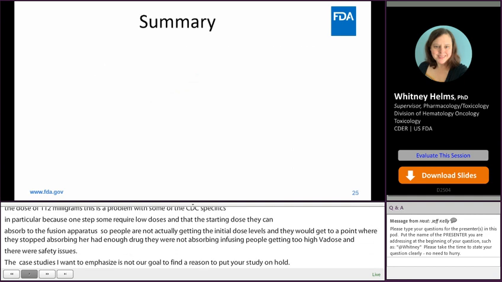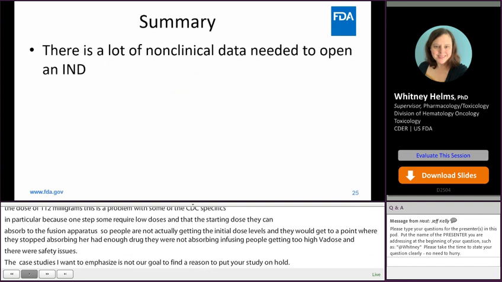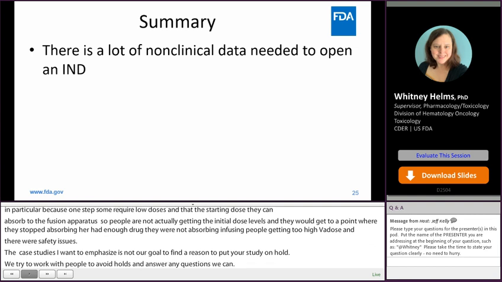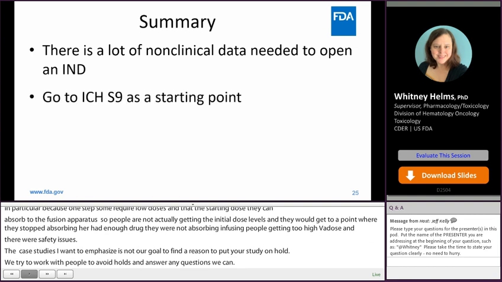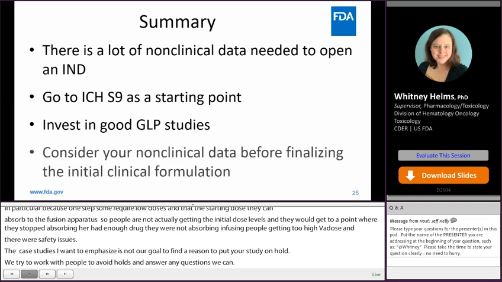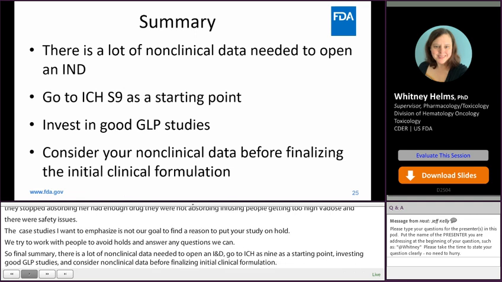So, final summary to remember is that there is a lot of non-clinical data needed to open an IND. You should go to S9 as your starting point, invest in good GLP studies, and consider your non-clinical data before finalizing the initial clinical formulation. And now Dr. Donahue is going to tell you more about the clinical considerations for a first-in-human protocol, and I'll be back later for questions. So thank you for your attention.